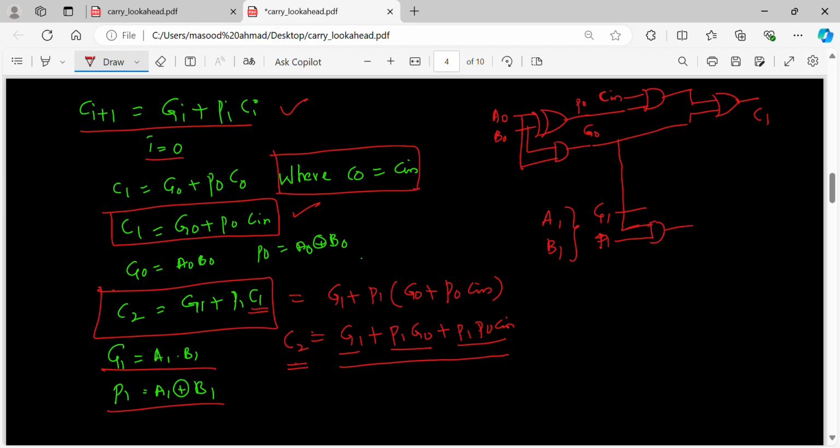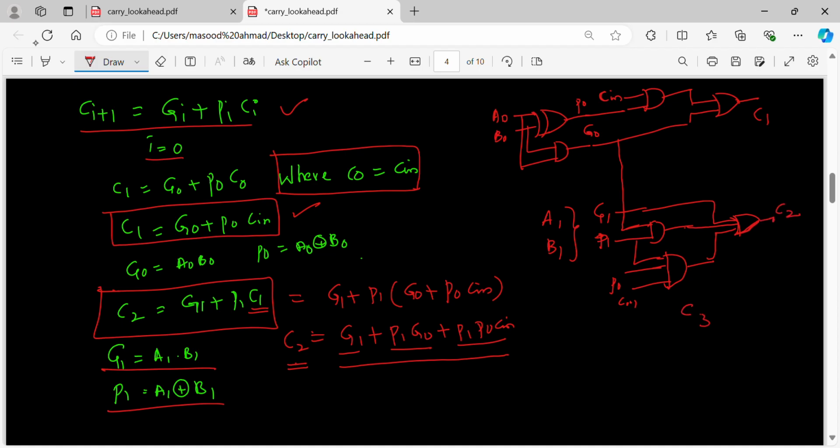Then what I need to do? P1, P0, Cin. P0 Cin is already available here. For that you take P1, then you do the AND operation. You take P1, you take P0, you take Cin, then you do the AND operation. Once you do that, you take G1 and OR it with these three signals. Then if you OR it, you are going to get C2.